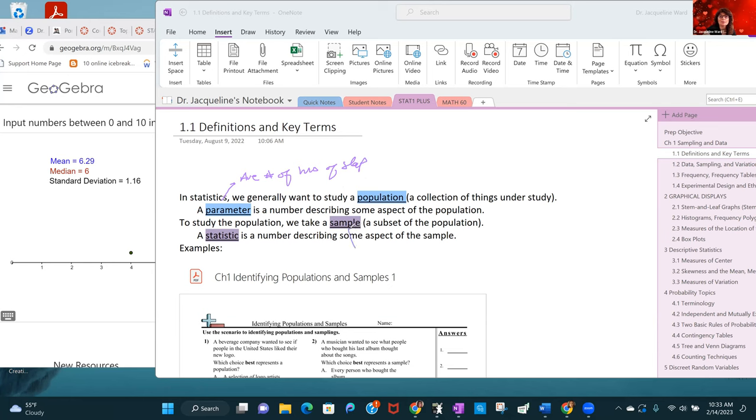And so we take a sample. We're just going to look at so many students. And then the average that we get for the sample is called a statistic, because it's impractical to do the entire population. You're just looking at a subset or a smaller sample.